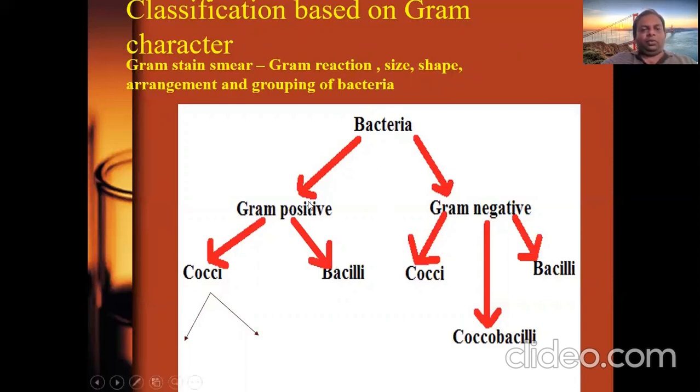In the Gram positives, depending on the shape, we have cocci and bacilli. Similarly, in the Gram negatives, there are cocci, coccobacilli, and bacilli. Cocci can again be classified as cocci in chains and cocci in clusters. Likewise, Gram negative cocci include diplococci. There are a few coccobacilli organisms, and bacilli can be short rods or long rods. You have to fill the gaps as the course goes through.